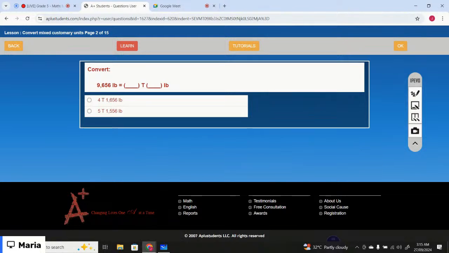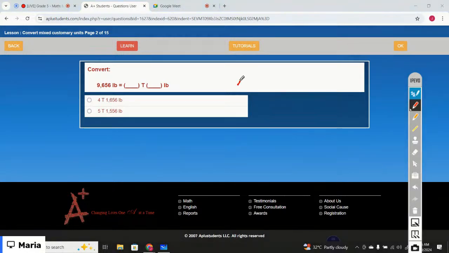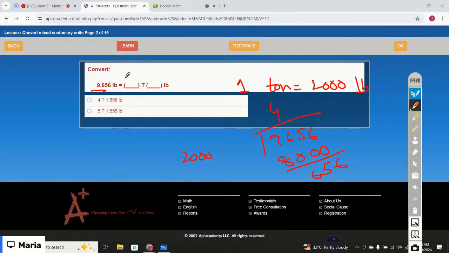9,656 pounds, you need to convert into tons and pounds, right? So we know that 1 ton equals 2,000 pounds. You need to divide it by 2,000. So 2,000 times 4 is 8,000, because 2,000 times 5 is 10,000. 10,000 is more, so you can go for 4. That is 8,000. So you have 656. That means you have 4 tons and 656 pounds. So option number 1 is the correct option.